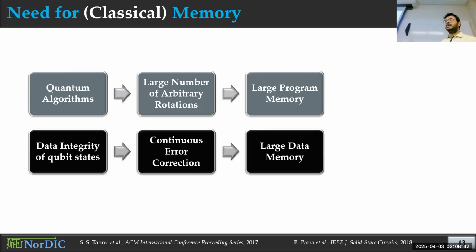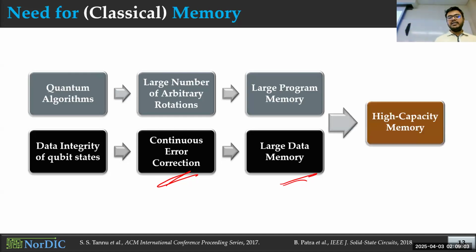And similarly, as I mentioned, the qubits that we have suffer from lots of errors. That's why after every computation, we need to do continuous error correction. And for that, we also need to store information about the error types and the correction mechanisms for each of the error types in the memory, which needs a large data memory. So combined, we will need a very high capacity memory for quantum computing applications. So these are the two major requirements: we need cryogenic circuits and also high capacity memory if we focus on the memory system.